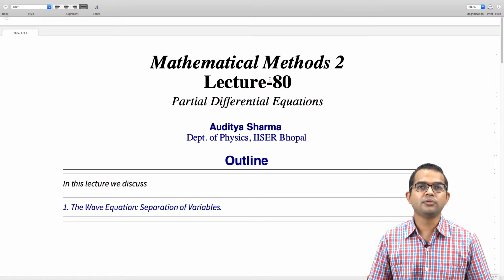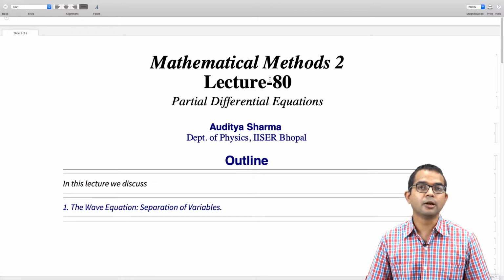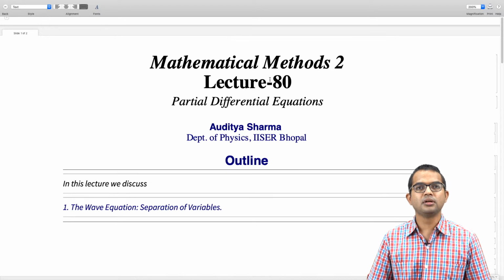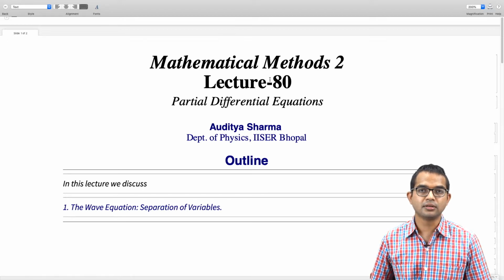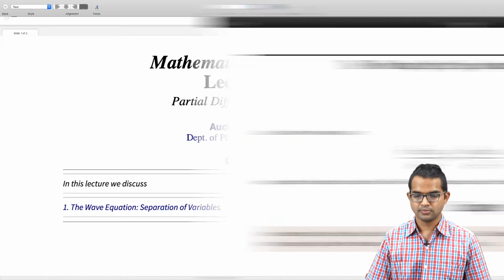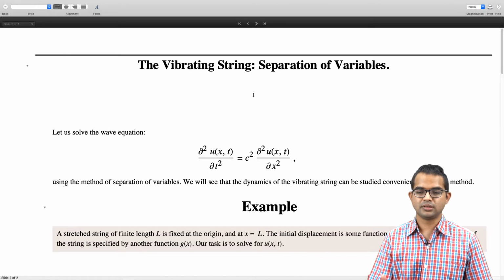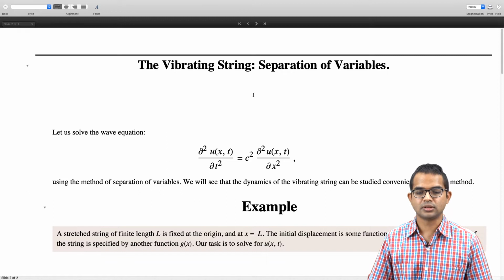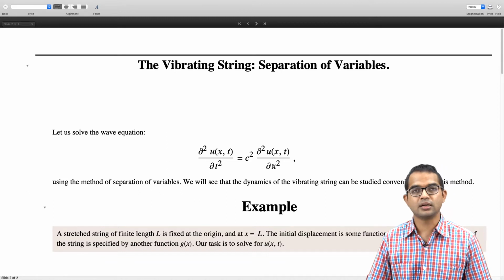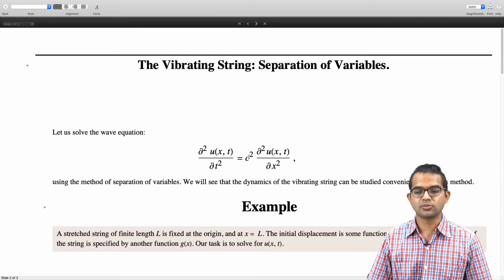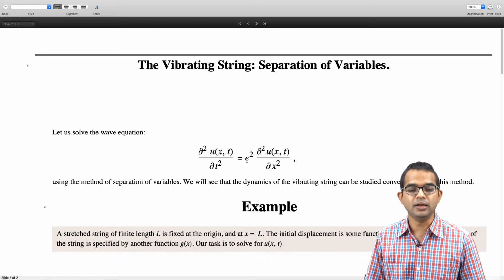Okay, so we saw how the wave equation can be solved from a very general perspective. So in this lecture we will solve the wave equation again using separation of variables, and we will see how in particular this method is suitable for the vibrating string problem. Okay, so the wave equation is like here. It's a second derivative with respect to time, second derivative with respect to position, and this c squared is here, where c is representative of the speed of the wave, right.